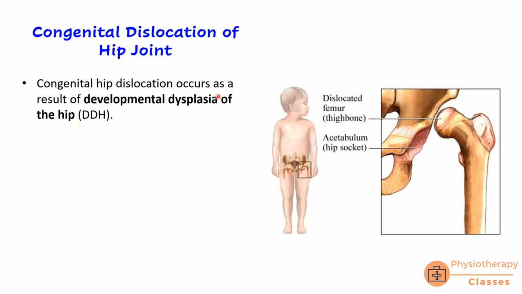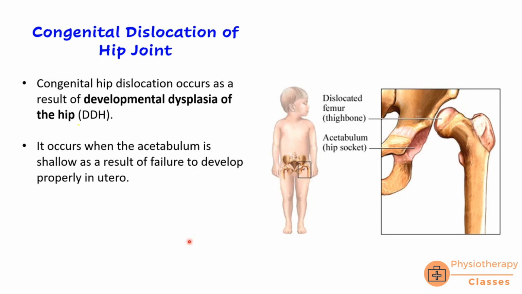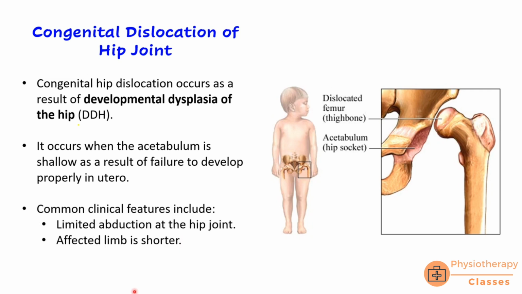Congenital hip dislocation occurs as a result of developmental dysplasia of the hip. The hip bone has not developed properly. So mainly in this case, what will happen? The acetabulum is shallow, because the hip bone has not developed properly. So this part also doesn't develop properly, and the acetabulum remains shallow. So that's why there is a dislocation of the hip joint here. So here the clinical features will include limited abduction at the hip joint, and the affected limb will obviously be shorter.